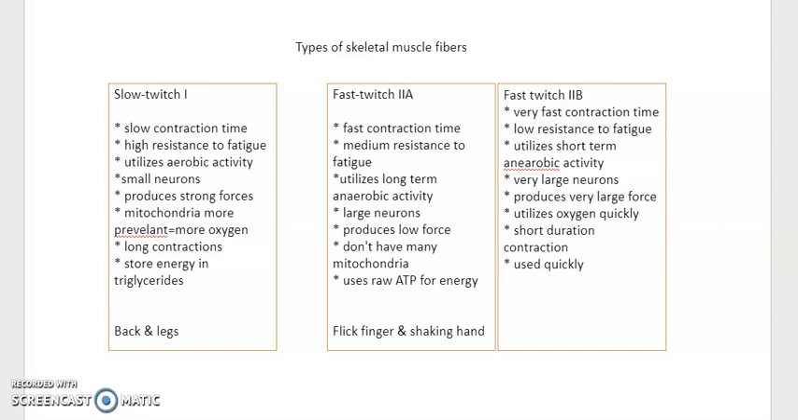When we have a fast twitch muscle, those are just short-term actions. These are due to anaerobic activity. We do not have a lot of mitochondria there, hence there's not a lot of oxygen. These types of fibers are going to be using raw ATP for energy. So an example here is like flicking the finger or shaking a hand.